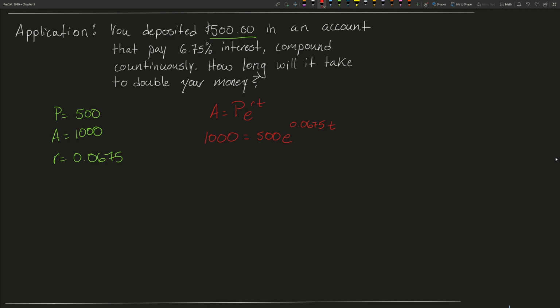So when we're solving for this, we have to get e to the power of whatever we're trying to find by itself. So we need to divide by 500 first. So we get 2 is equal to e to the power of 0.0675t. And then in order to get rid of the e so that we can get t by itself, we have to take the natural log on both sides. So when we do that, we get the natural log of 2 is equal to the natural log of e to the power of 0.0675t.